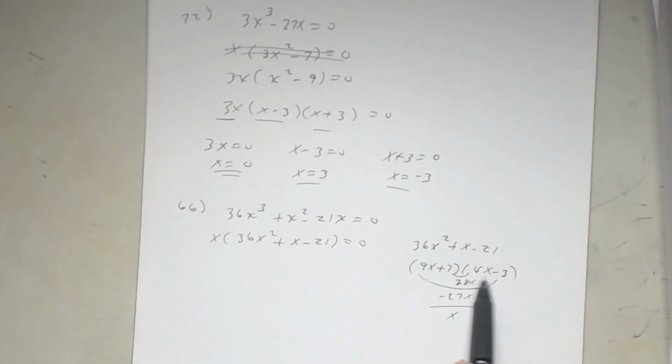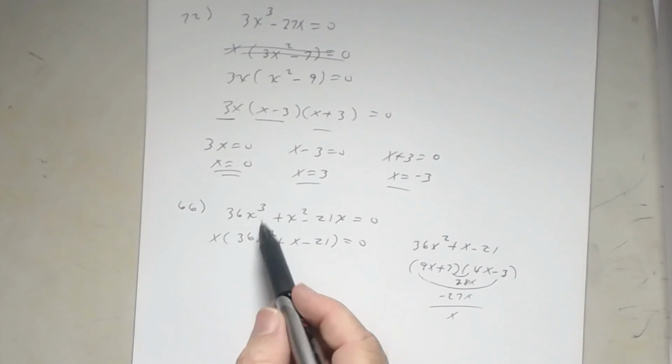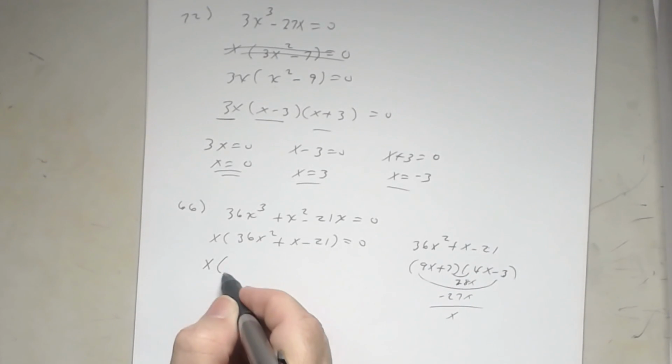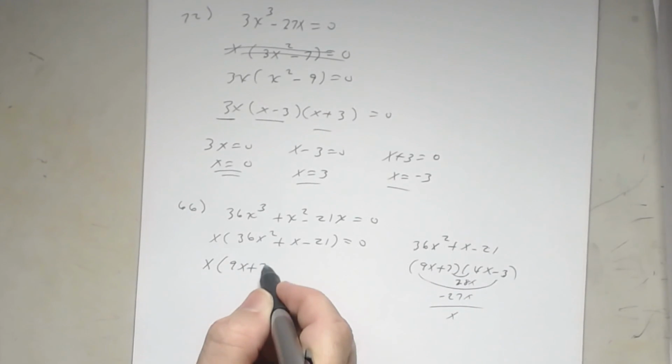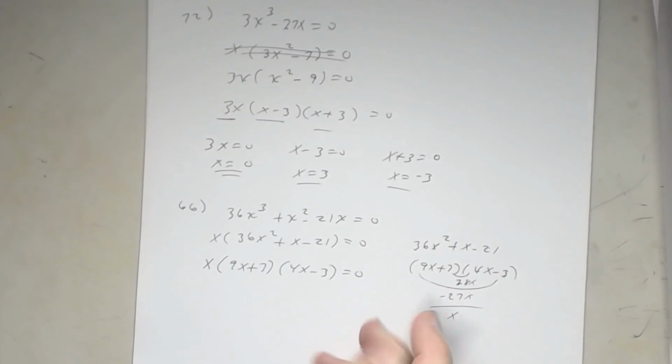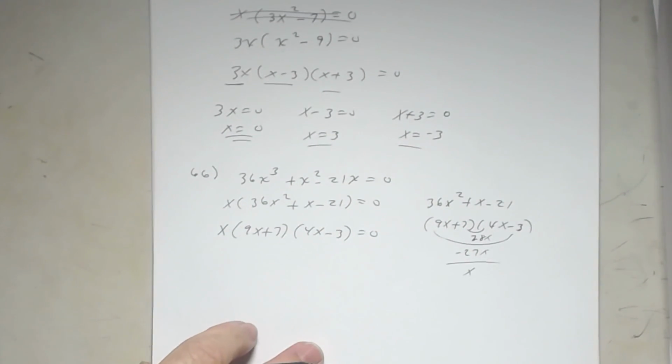All right, so 9x plus 7 times 4x minus 3, and it does work, because when you multiply it out, you do get this back. Make sure you figure out what you did wrong if you didn't get this. Any questions before we finish this? Now I'm going to rewrite this trinomial using those two factors. Don't forget the x, so it's x times 9x plus 7, 4x minus 3 equals 0. How many factors are being multiplied together?